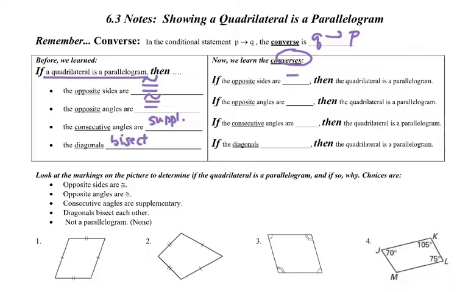If the opposite sides are congruent, then it's a parallelogram. If the opposite angles are congruent, then it's a parallelogram. If the consecutive angles are supplementary, then it's a parallelogram. If the diagonals bisect, then it's a parallelogram. So our homework questions are just kind of reversed.